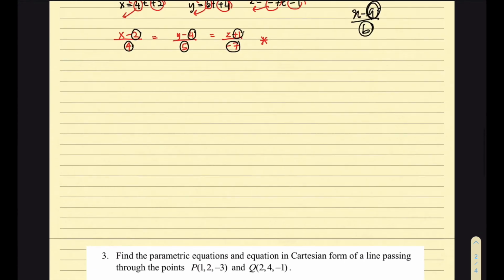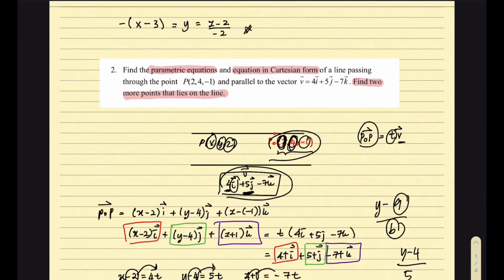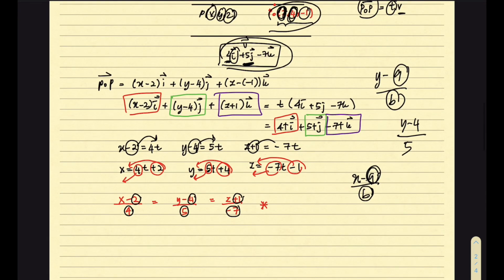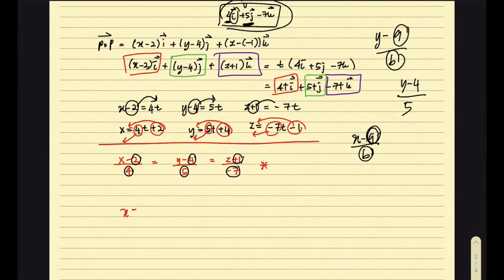I forgot for question number 2, actually we need to find another 2 more points that lie on the line. So how to find them? This one is question number 2. We go back to question number 2. I forgot about this third question, which is 2 more points that lie on the line. So how do we find 2 more points on the line? You can find 2 more points on the line by using the parametric equation. So this one is the parametric equation of the line: X equal to 4t plus 2, y equal to 5t plus 4, z equal to negative 7t minus 1.